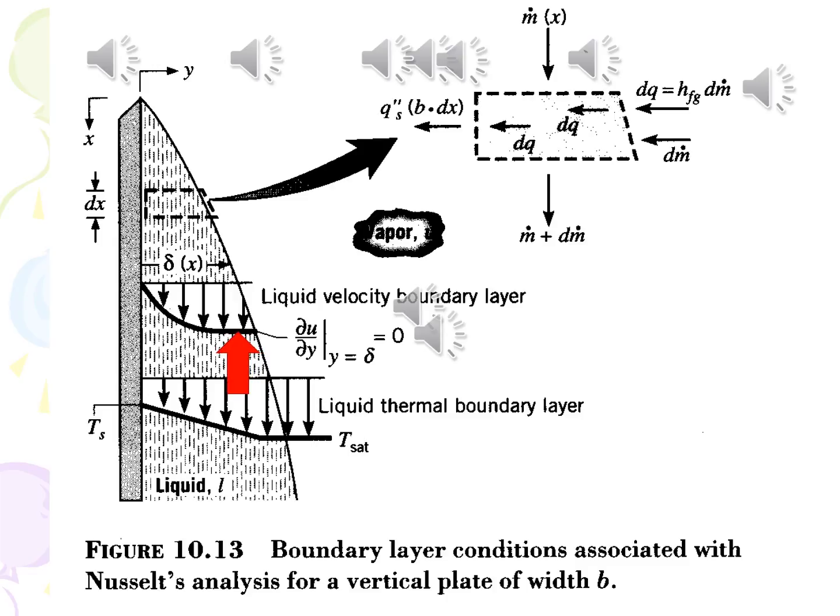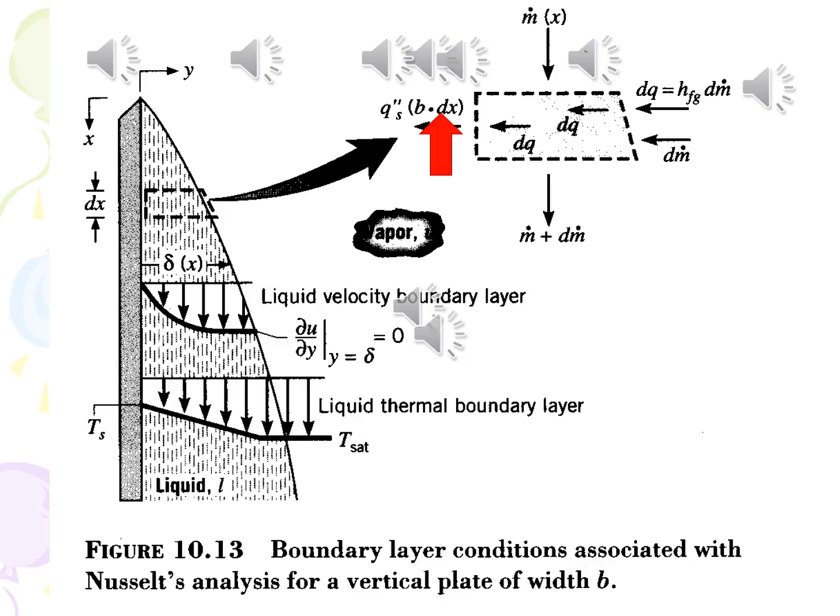Consider the differential height increment dx. A flow rate of m dot enters at the top. This is joined by a small flow rate dm dot that condenses from the vapor. The total mass flows out the bottom. Note that dm dot is equal to the small amount of latent heat dq that is emitted from the condensing vapor, divided by h_fg. The heat flow to the surface is q double prime times b times dx.